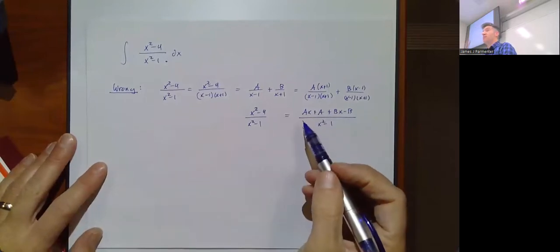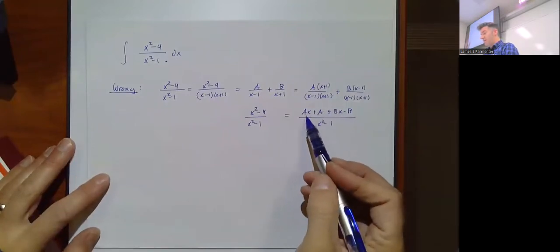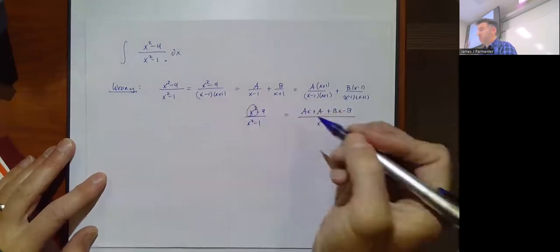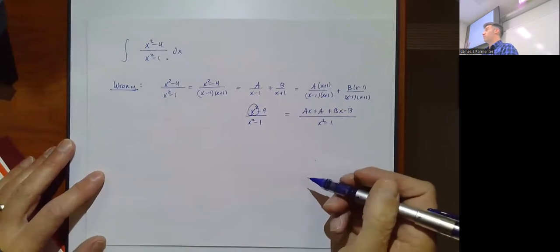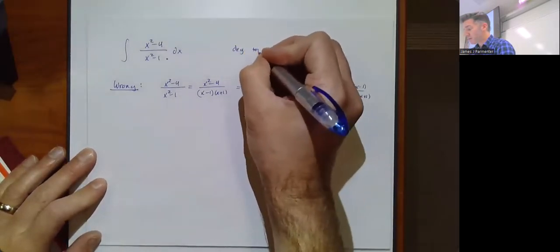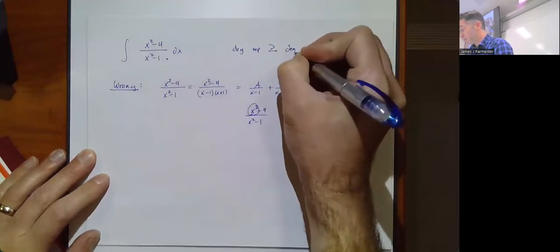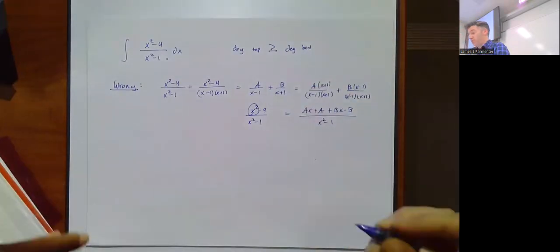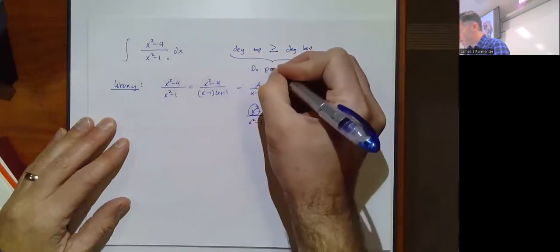a and b are constants, right? Like 5 or 7 or negative 2/3. And there's no way that a times x, when a is a constant, is going to equal x squared. This is a problem. We can't deal with it until we have first done the polynomial division. So if the degree on top is greater than or equal to the degree on the bottom, it's almost always the first thing you do: polynomial division. So this is going to mean doing some polynomial division.